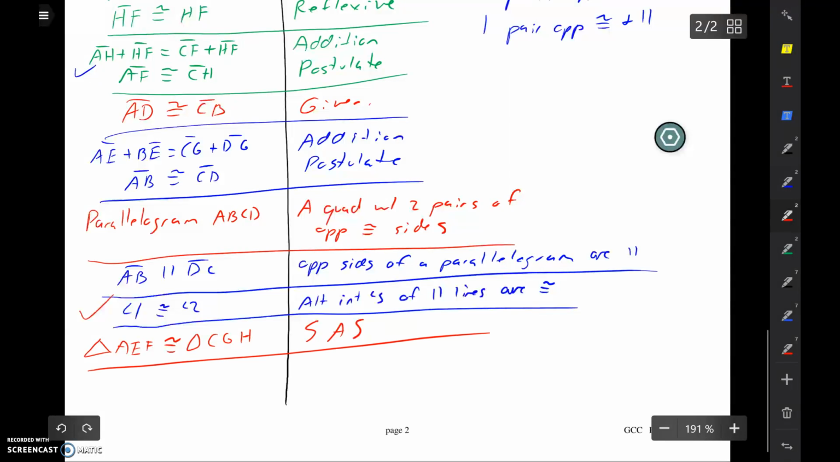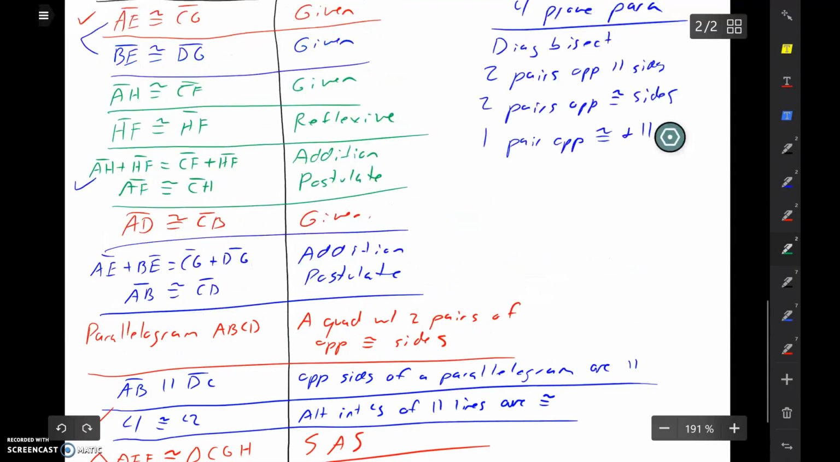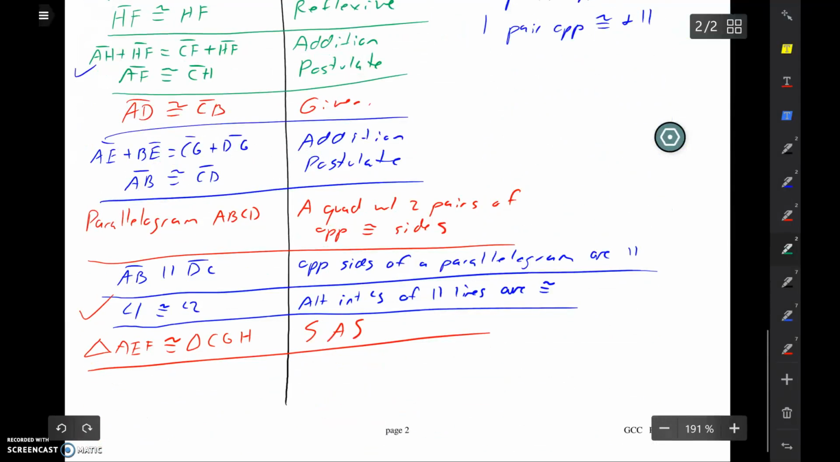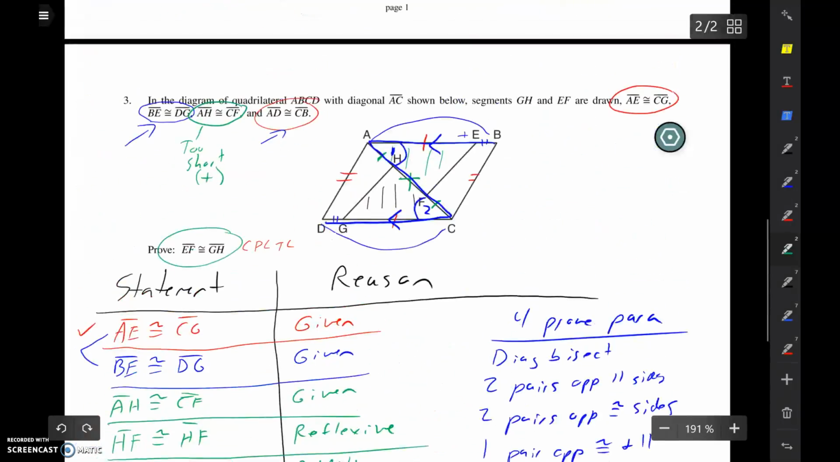And now that the triangles are congruent, we can say the last thing we've been waiting for, what they want us to prove, that EF is congruent to GH because of CPCTC. They are corresponding parts of congruent triangles, which makes them congruent.